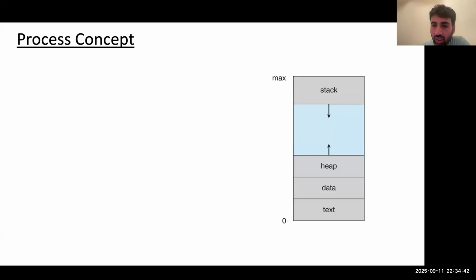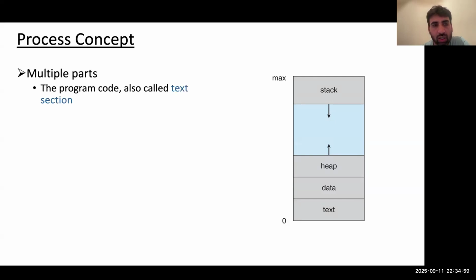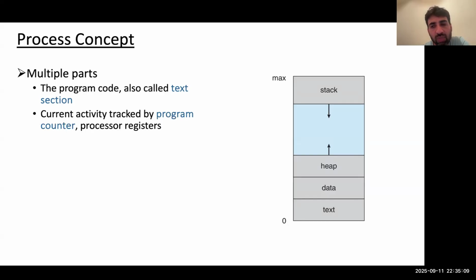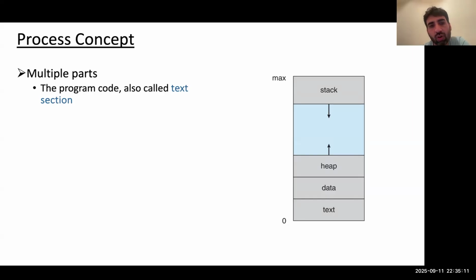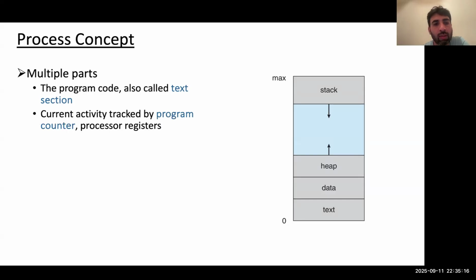So what does the layout of a process look like when a program is moved into memory and becomes a process? What are the different segments within the memory occupied by the process? Its layout consists of multiple parts. The program code, also known as the text section, contains the code of your process, the code which is executed by the process.